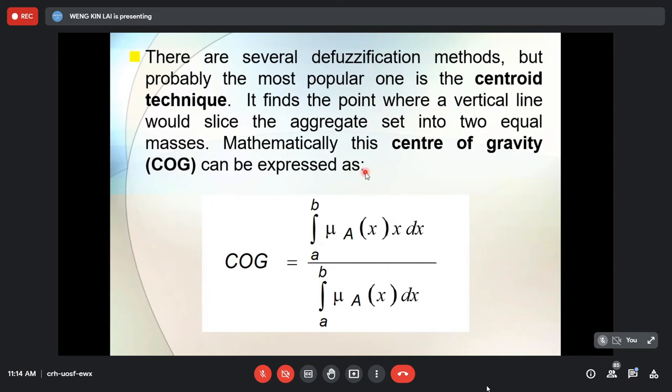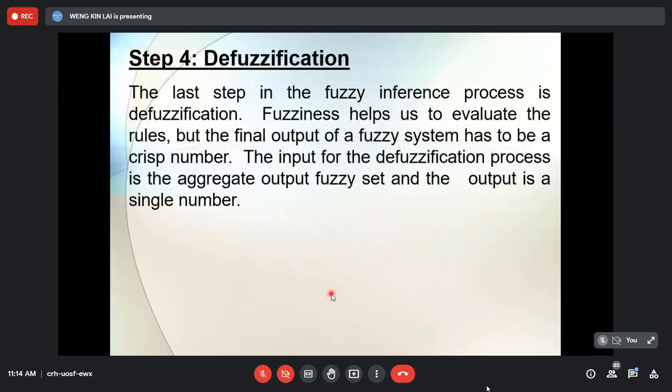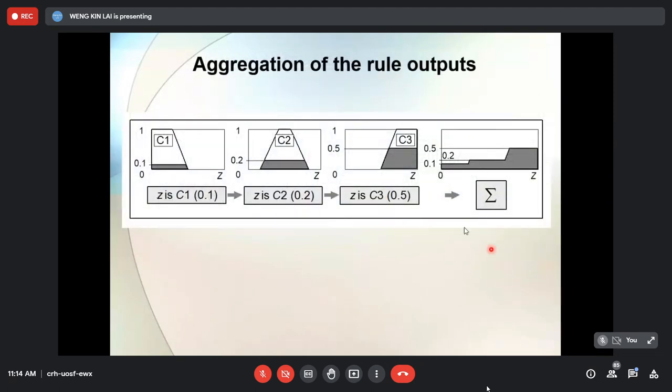So mathematically, how do you do that? Mathematically, you look at here. The COG is calculated as the integral of the membership value mu A(x) multiplied by x dx, right? So you multiply the membership at that point with the actual value of your x, divided by the integral of your membership in that range, the summation of your membership over here. You take the values of the membership, the y-axis, over the x-axis set in this case.